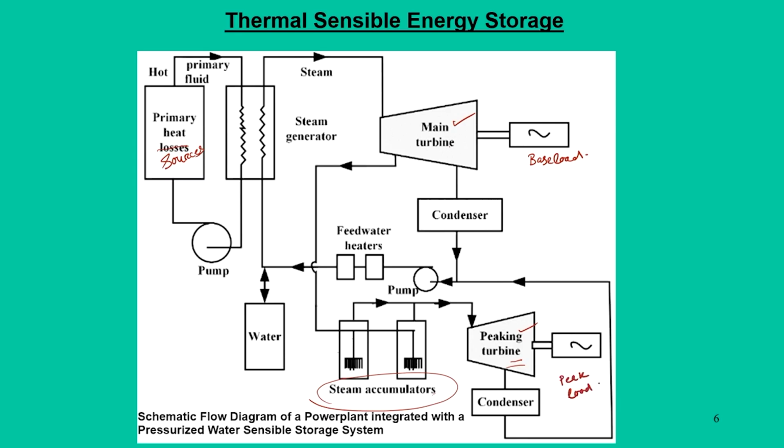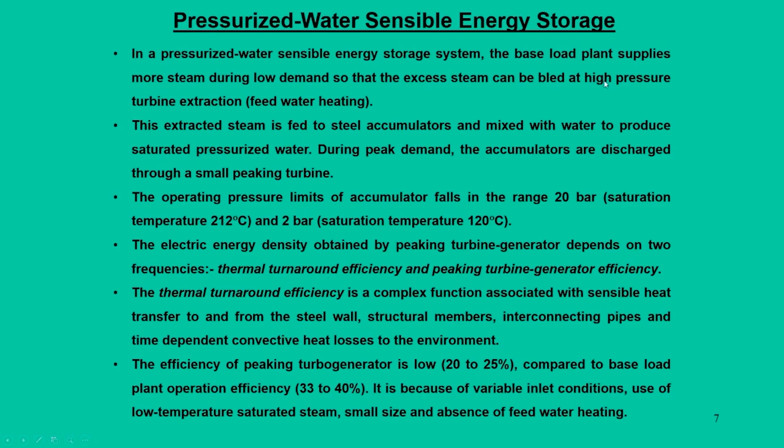that is for peak load operation. Now, here some of the salient features are that the peaking turbine operates when there is a peak demand, which means that accumulators are discharged in these small peaking turbines. The operating limits typically fall in the range of 20 bar, for which the saturation temperature of water is 212 degrees centigrade. The lower limit is 2 bar, for which the saturation temperature of water is 120 degrees centigrade. So, the range of temperature is 120 to 212. So, at any point of time we will find only steam, and the dryness fraction should not come below 1.